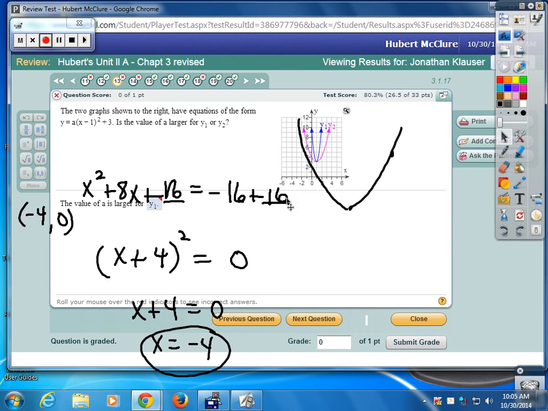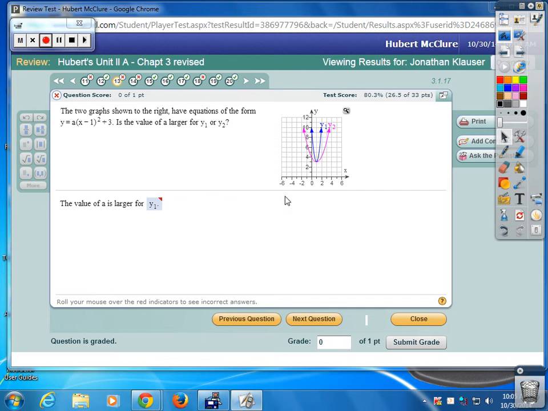13. The two graphs shown to the right have equations of the form y equals a times quantity x minus h squared plus k. Is the value of a larger... Oh, is the value of "a"... They should have put that in quotation marks. Is the value of a larger for y sub 1 or y sub 2?